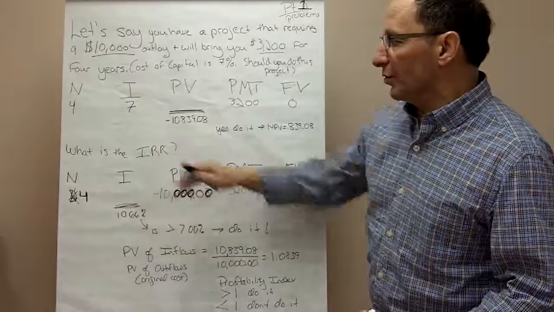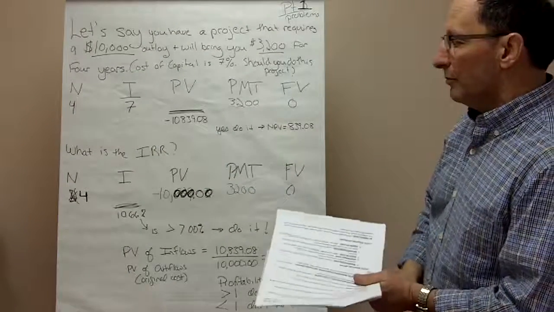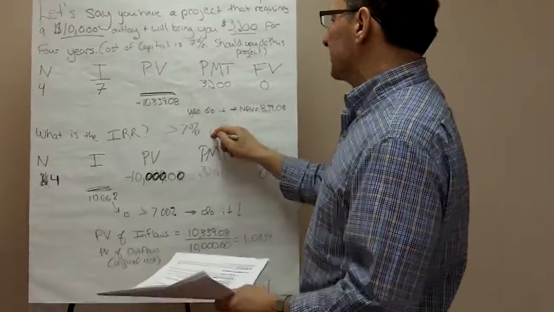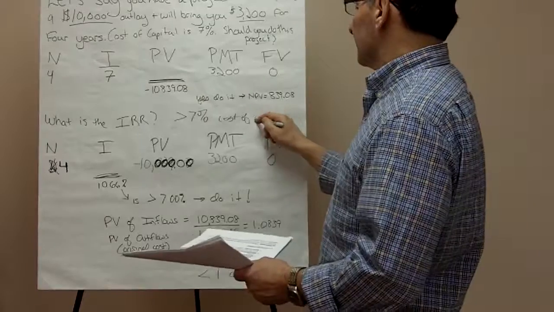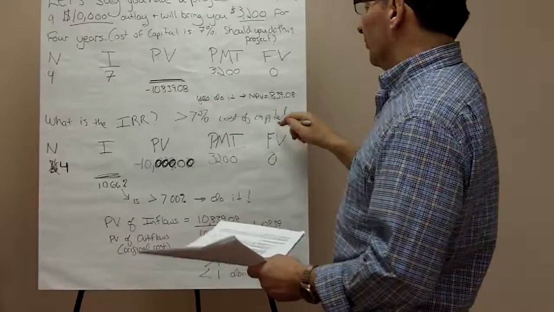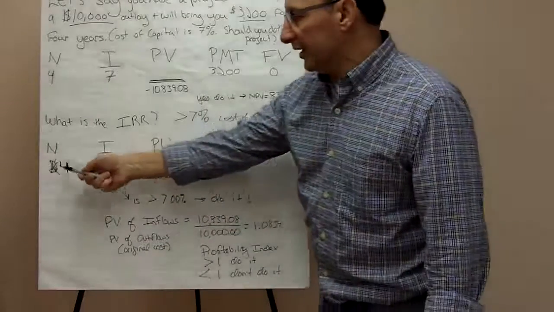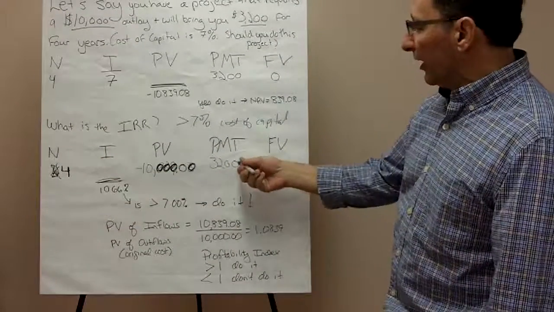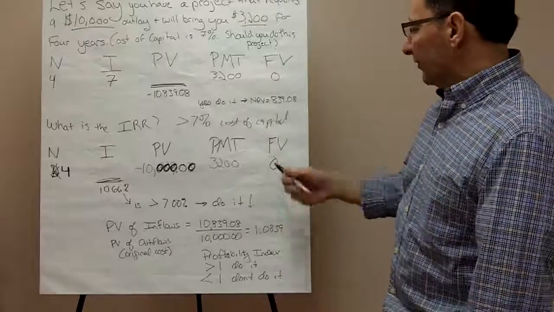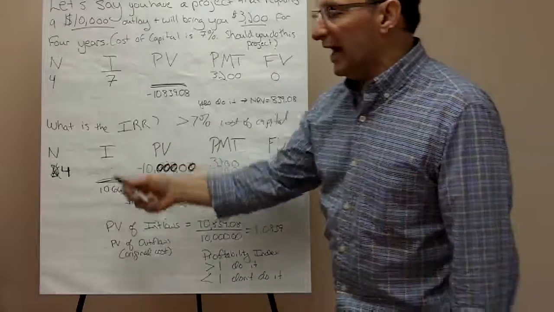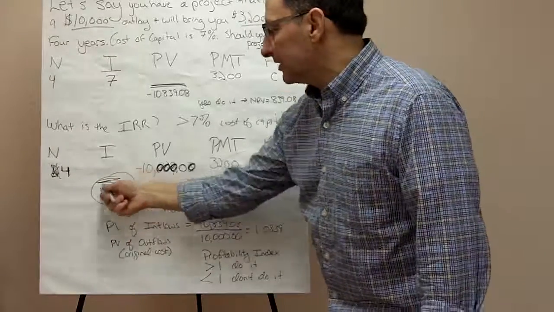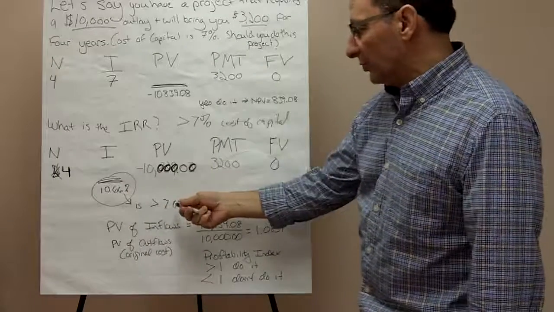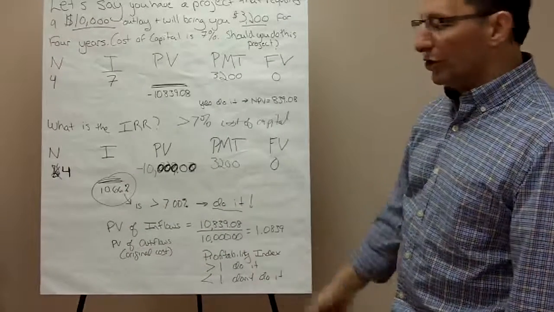Or we could answer the question, what is the internal rate of return? Because the real issue is, is it going to be greater than our 7% cost of capital? So if we run this into our calculator, 4 periods, $10,000 is our initial cash outlay. We're bringing in $3,200 with zero future value. If you hit the I button, it will give you 10.66%. Because this is our internal rate of return, it's greater than 7%, we do it.